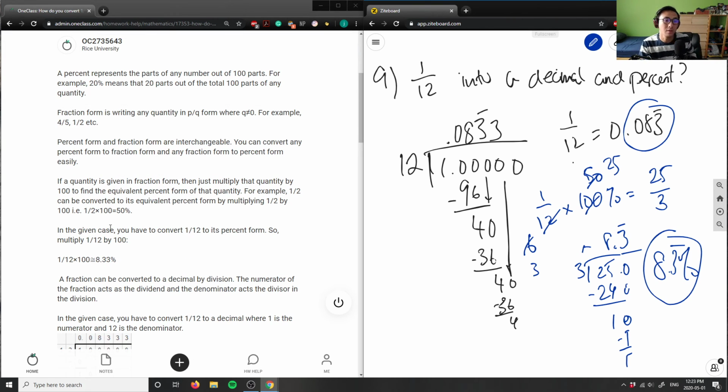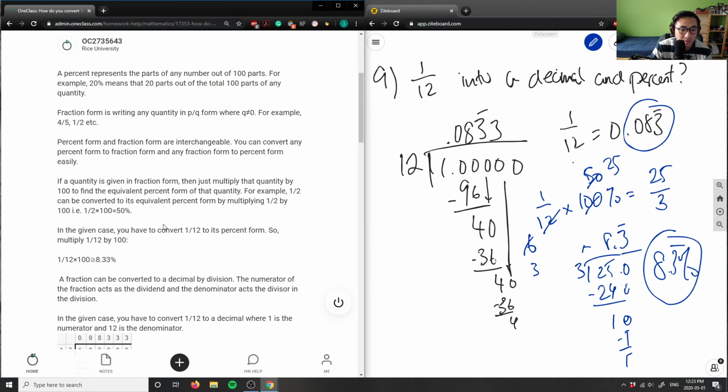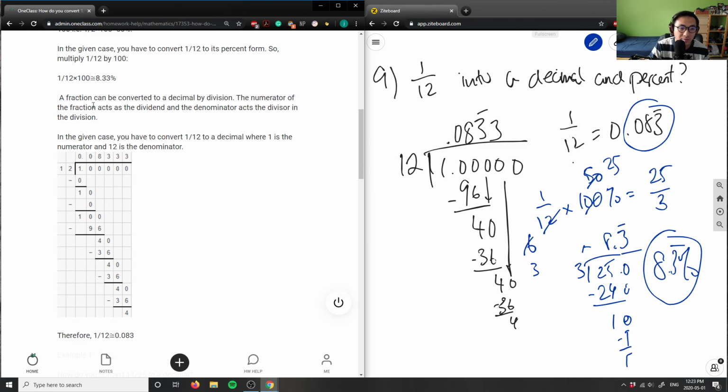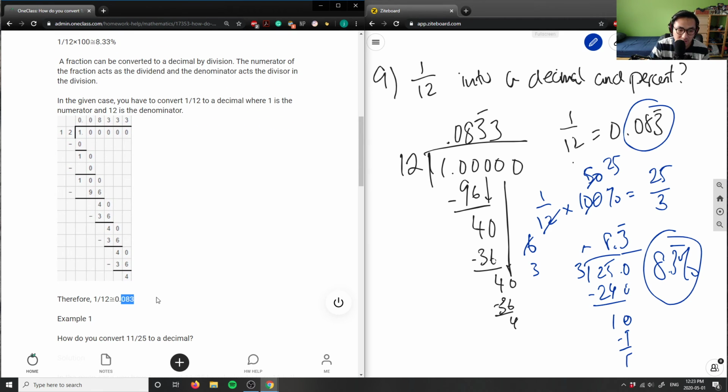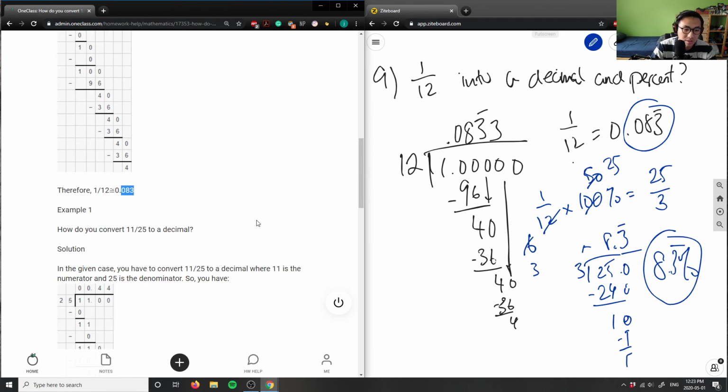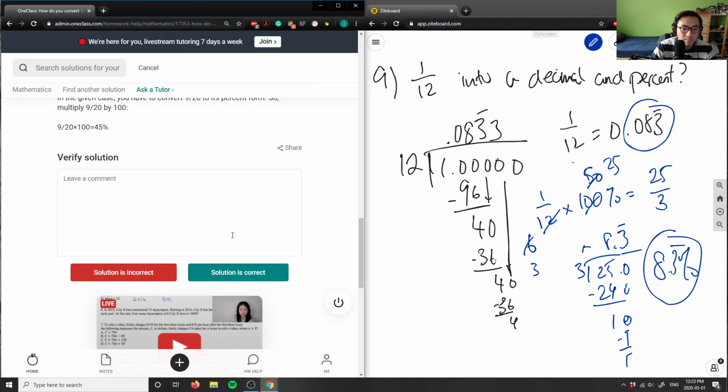So again, as you can see, percentage is 8.33. That's good. And finally, they did long division like so, and they got 0.083 as well. So this solution here is correct, and it has a good explanation as well.